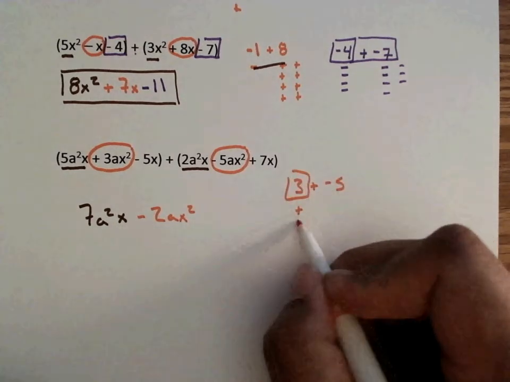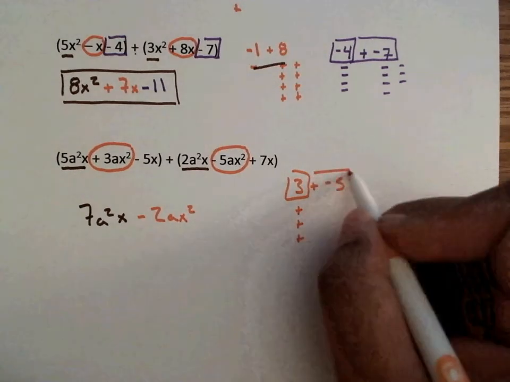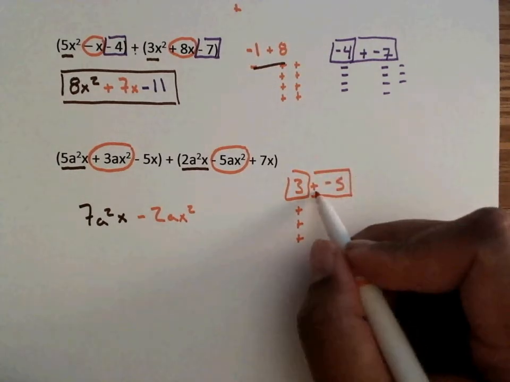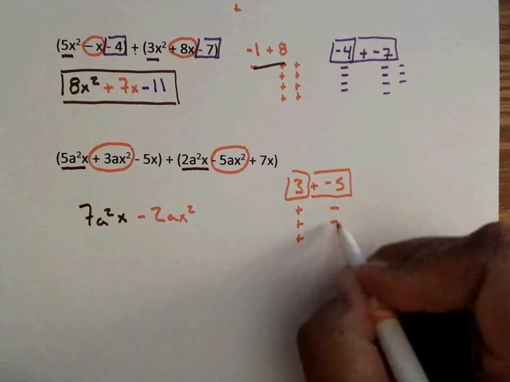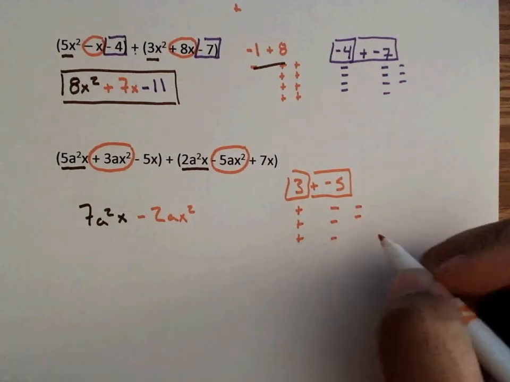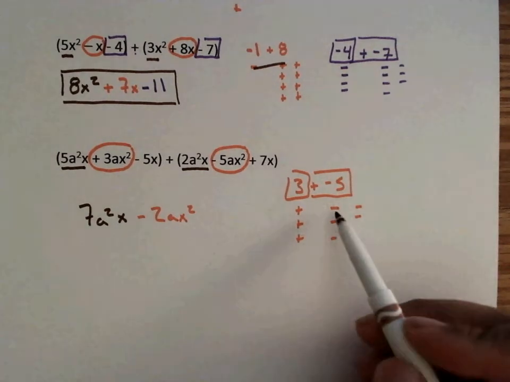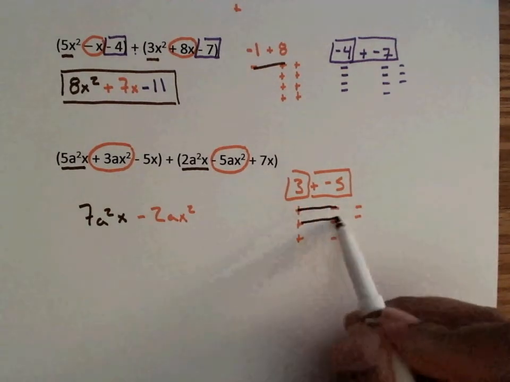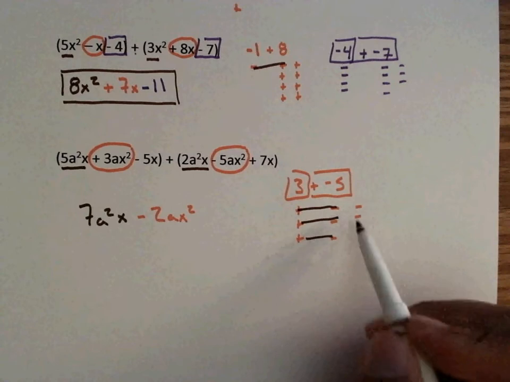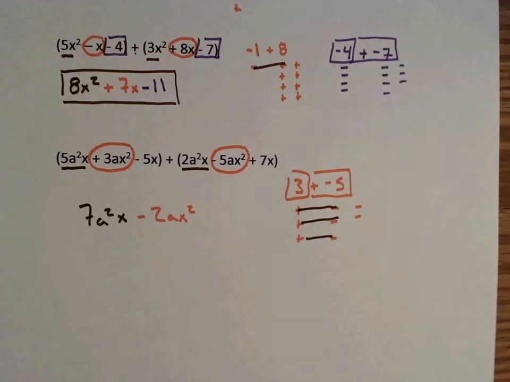Again, if you're not comfortable with that, we have 3 plus negative 5. So we have a positive 3. And we're adding negative 5. So we have 1, 2, 3, 4, 5. And we have positives and we have negatives. So we know the positives and the negatives cancel. So cancel, cancel, cancel. And all we're left with is negative 2.